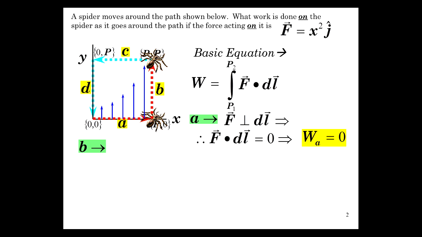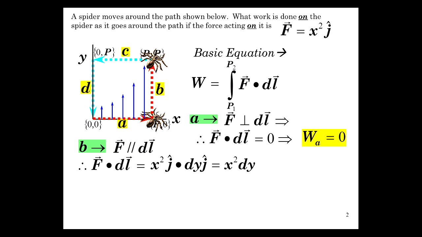Now we're going in the direction of a non-zero force. So F is parallel to dl along the entire path. So F dot dl is x squared j, so that's the force, x squared, in the direction j, dotted with dy j, so this is the actual path direction we're taking. So j dot j is 1, so this is x squared dy, and the value of x is p, so it's p squared dy.